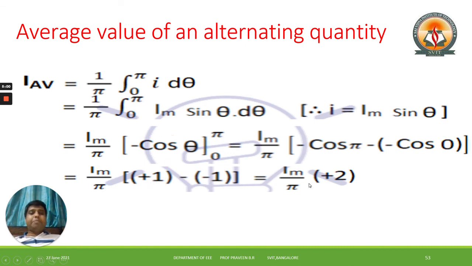So I get 2Im by pi. So this is how I get the average value.